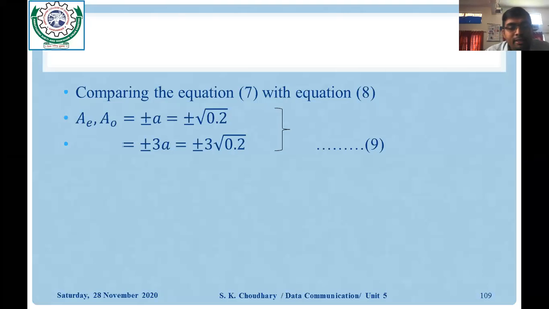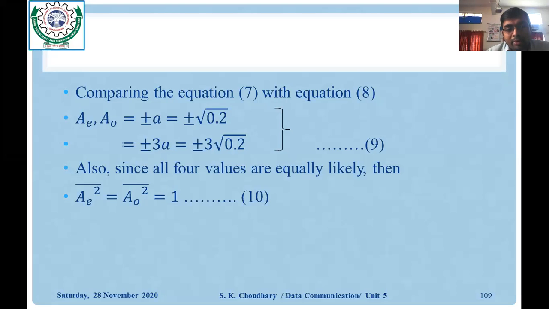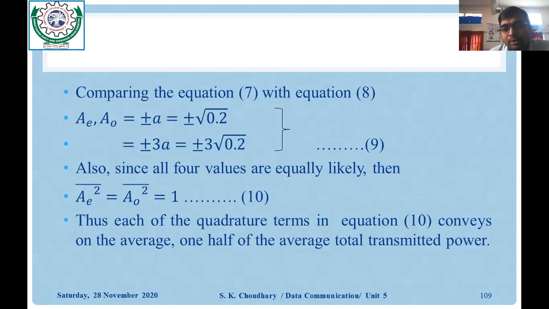That is clear from the geometrical representation. That's why I told you that first of all I would teach you the geometrical representation. This is very much important. Also, since all 4 values are equally likely, you can take the average value of the amplitude squared, and it is nothing but 1, because all 4 values are equally likely. That is given in equation number 10. So each of the quadrature terms in equation 10 conveys on the average one half of the average total transmitted power, because all these four symbols are equally likely. Each of these quadrature components would have one half of the average of the total transmitted power.